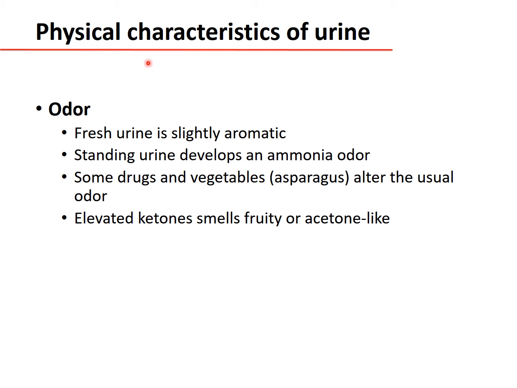The physical characteristics, such as the odor. Usually fresh urine is slightly aromatic. Standing urine develops an ammonia odor. Some drugs and vegetables, such as asparagus, alter the usual odor. Ketone bodies give a smell of fruit or acetone.